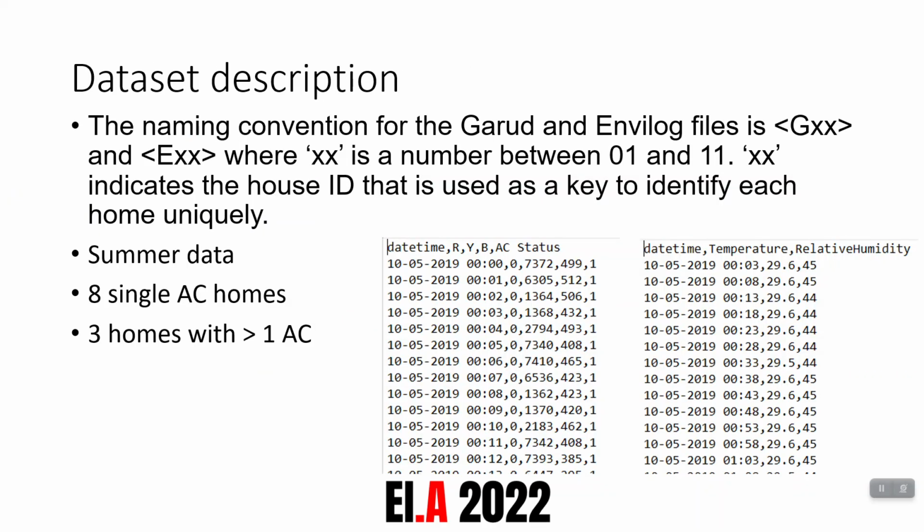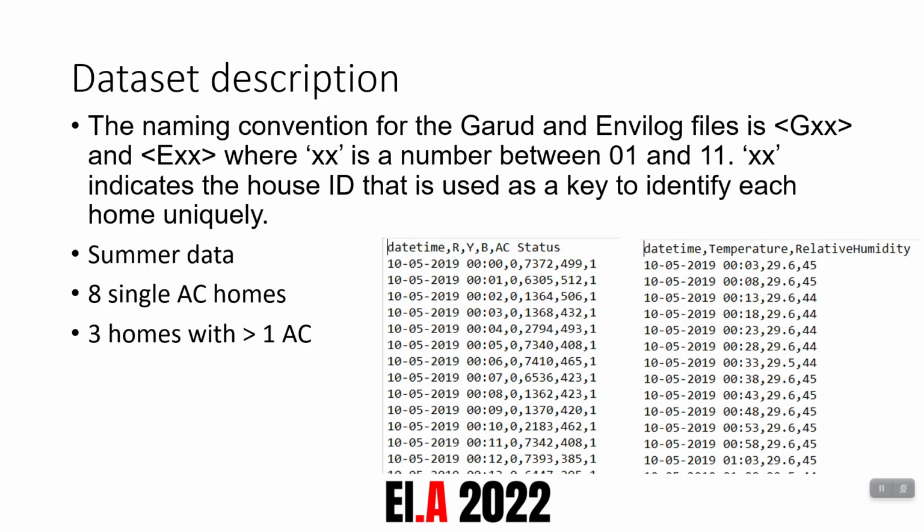So this is what our dataset contains. Each Garud file contains 5 fields. One is the datetime field, which has IST, that is the Indian Standard Time, and you can convert it to UTC by subtracting 5:30 hours.